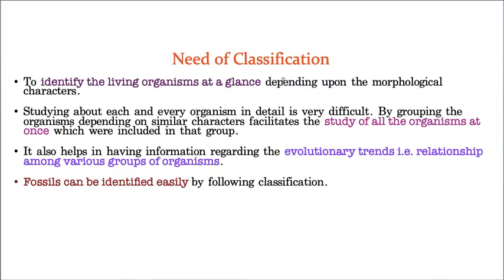Now, the next one is, it is very, very difficult to read about each and every living organism that is present on the earth. But if you make small groups based on the similarities and also dissimilarities, then if you read one organism of that particular group, you need not read all the organisms present in that group. The characters exhibited by that one organism will be exhibited by all the remaining organisms in that group.